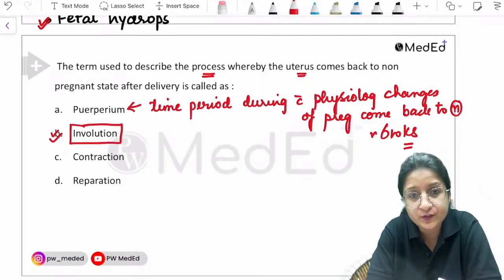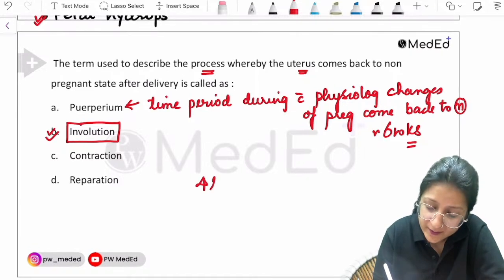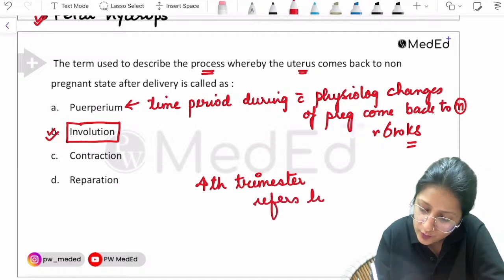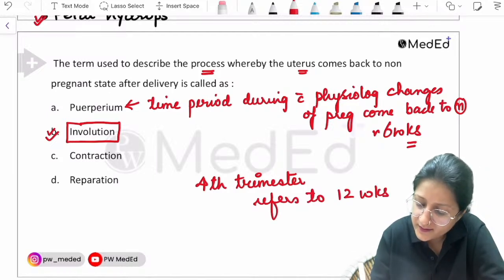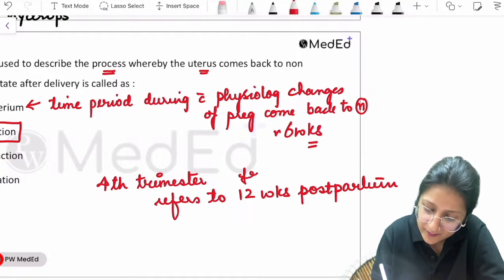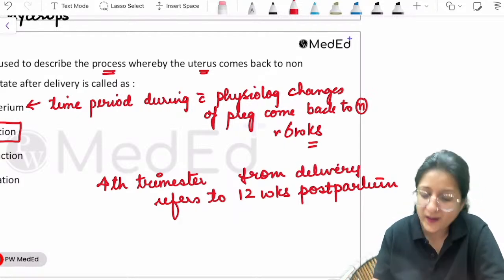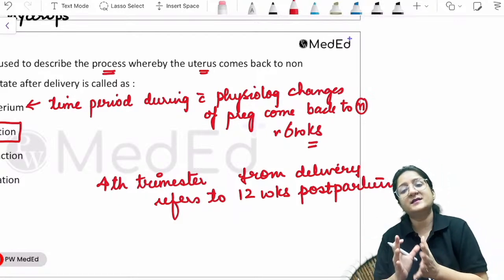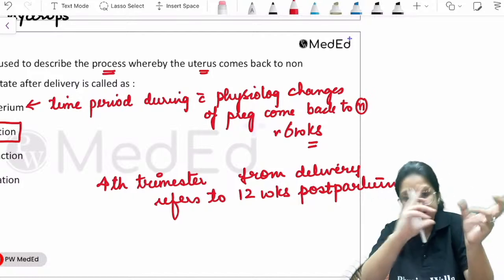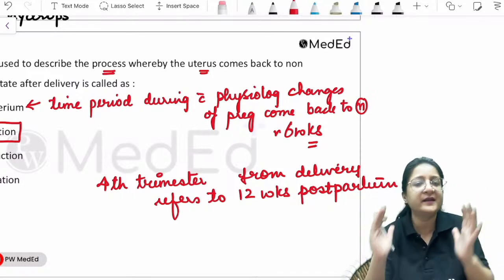Remember these differences. And there is also the fourth trimester. Don't get confused. Fourth trimester refers to the time period from delivery to 12 weeks postpartum. During this fourth trimester, the 6 weeks of puerperium takes place.